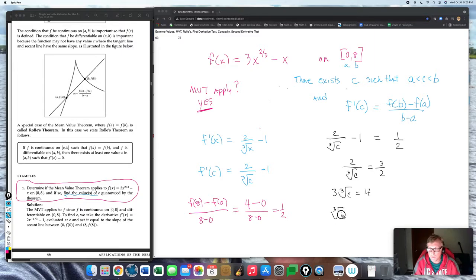So the cube root of C is 4/3. And then I have to multiply that out 3 times. So C is 64 over 27. And sure enough, 64 over 27 is a number between 0 and 8. So this is the value of C guaranteed by the theorem. Okay?